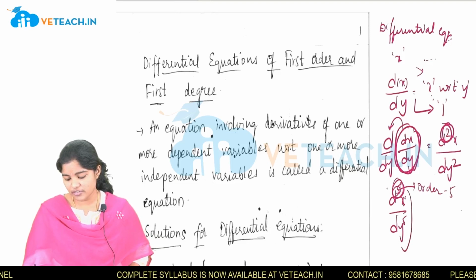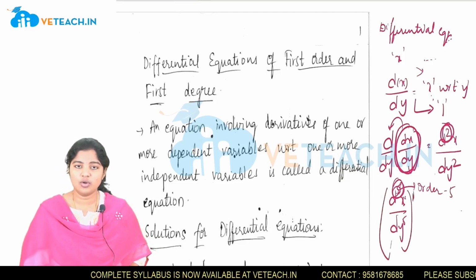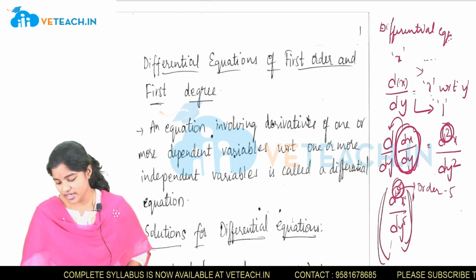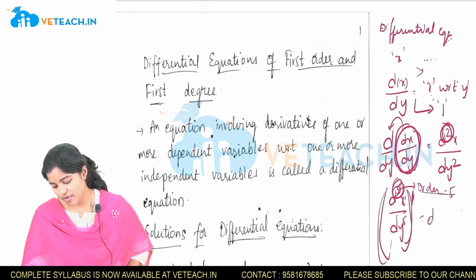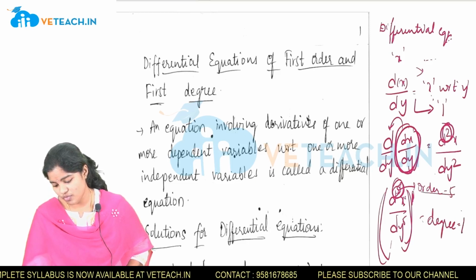And the degree of the equation is nothing but the power of the highest derivative. What is the power here? The power is equal to 1. So order is equal to 5 and degree is equal to 1.